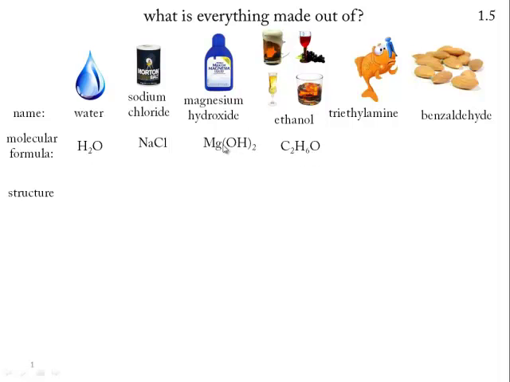Notice that some of these show you a little bit the arrangement, others just show you how many of each. Here's just how many of each type of element is in triethylamine: 6 carbons, 15 hydrogens, and a nitrogen. Does that tell us all we need to know about this substance? Hardly. And benzaldehyde, C7H5O. Those are molecular formulas, the amounts of each element.